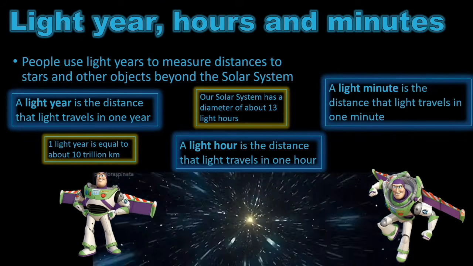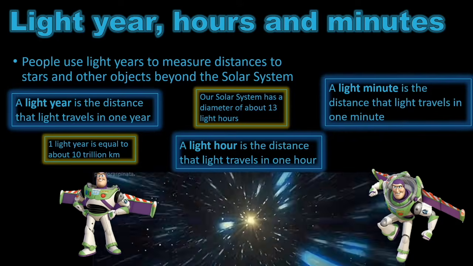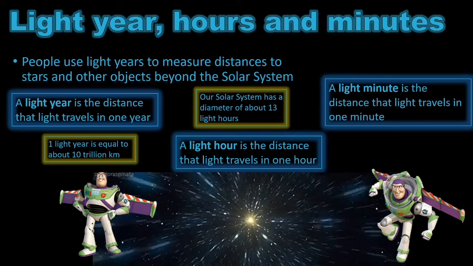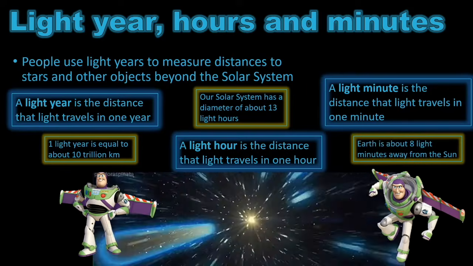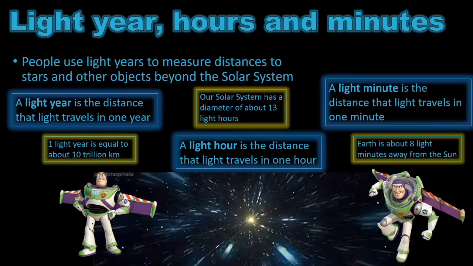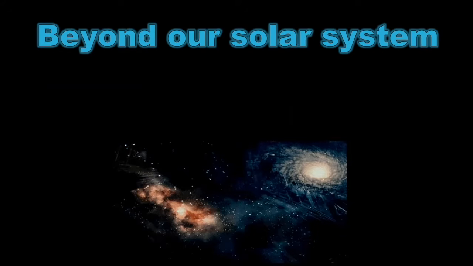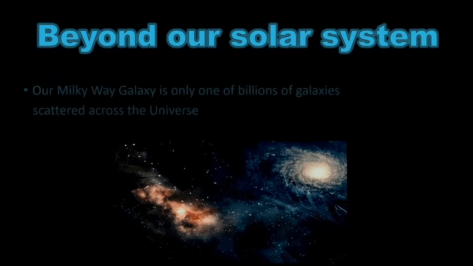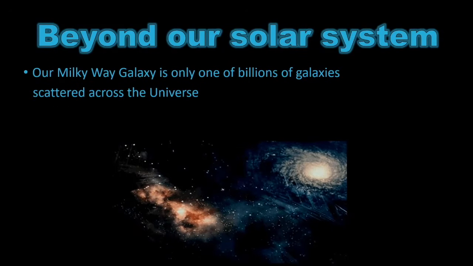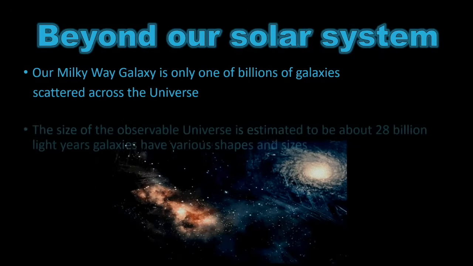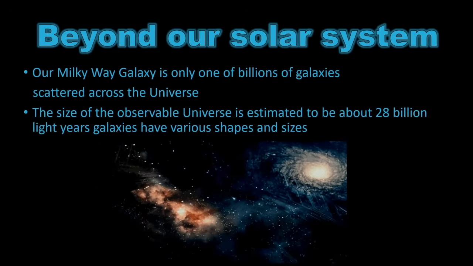Then a light minute is the distance that light travels in 1 minute. For example, it takes light 8 minutes to travel from the sun to reach Earth. So what's beyond our solar system? In our Milky Way galaxy, we will find millions and billions of stars scattered around the universe. We have a number of galaxies in our universe. They vary in size. It's an estimate of about 28 billion light years.